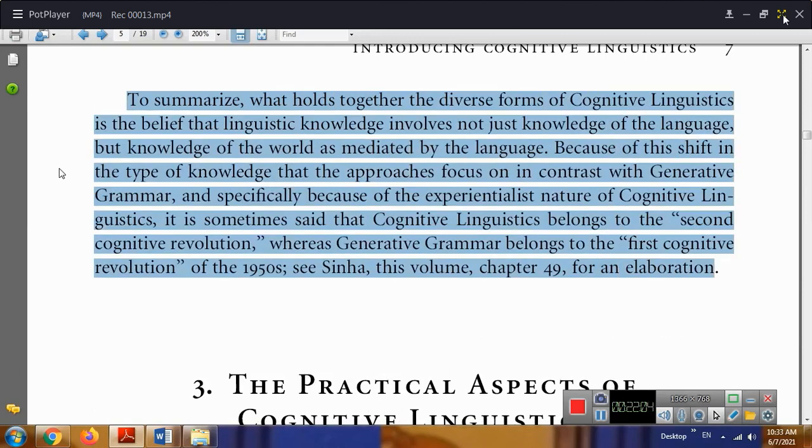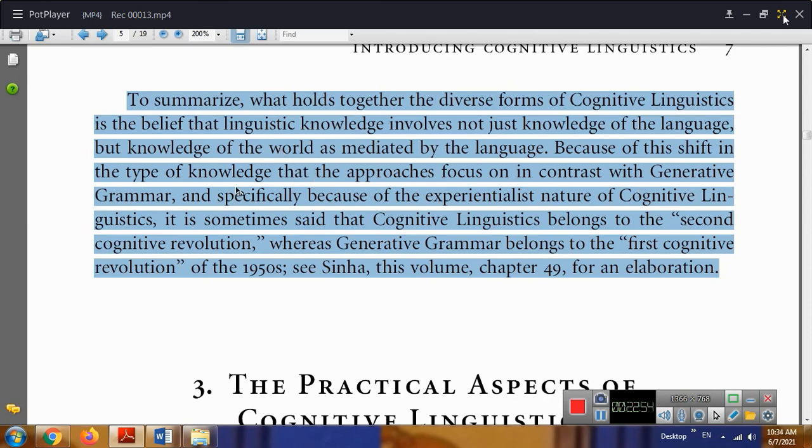Okay, to summarize, what holds together the diverse forms of cognitive linguistics is the belief that linguistic knowledge involves not just knowledge of the language, but knowledge of the world as mediated by the language. This is important about cognitive linguistics.